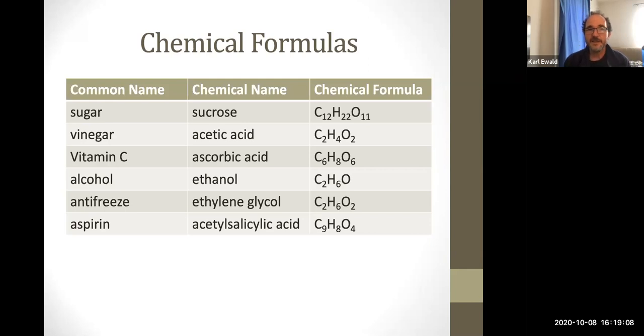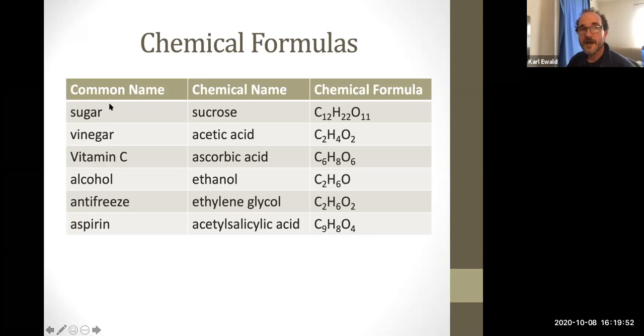The way that chemical name is put together tells us information about the actual atoms that are involved. You may not know this, but there are 12 carbon atoms, 22 hydrogen atoms, and 11 oxygen atoms involved in sugar. And you'll see that everything in this list, all the common names, vinegar, vitamin C, alcohol, antifreeze, aspirin, are all chemicals that are only made out of carbon, hydrogen, and oxygen, just in different numbers and different ways of putting them together.